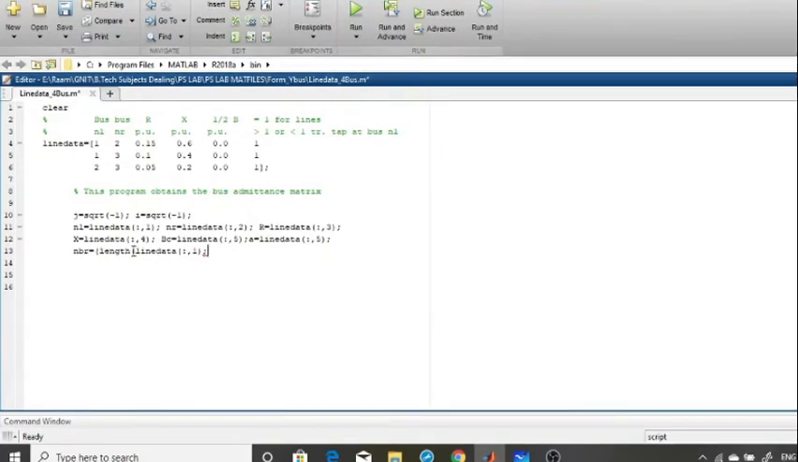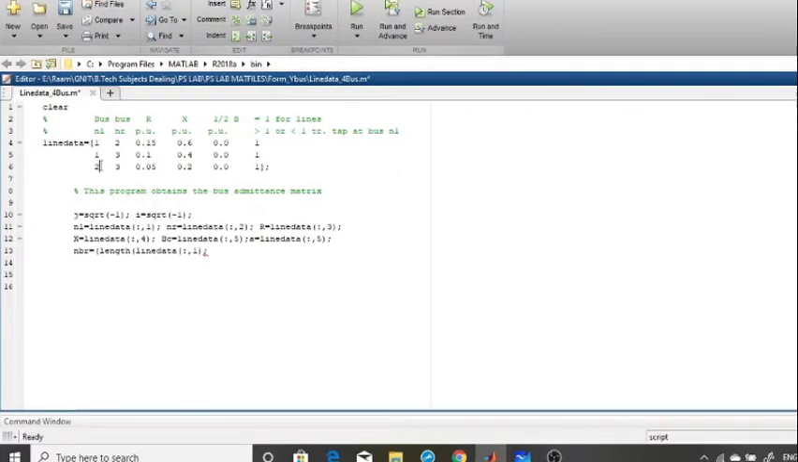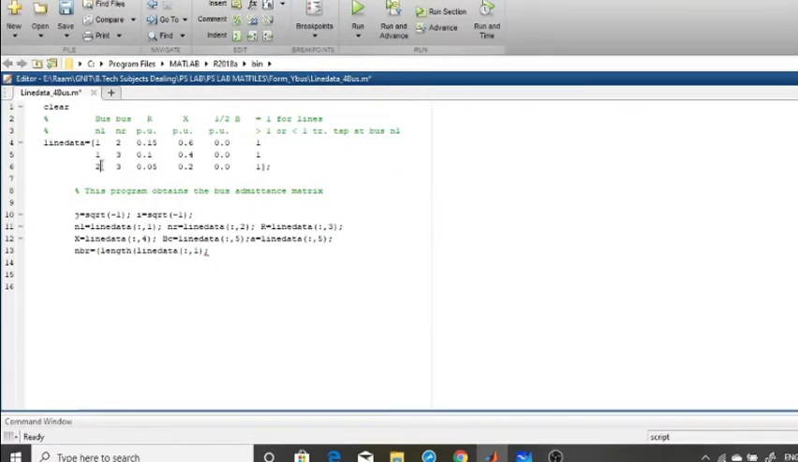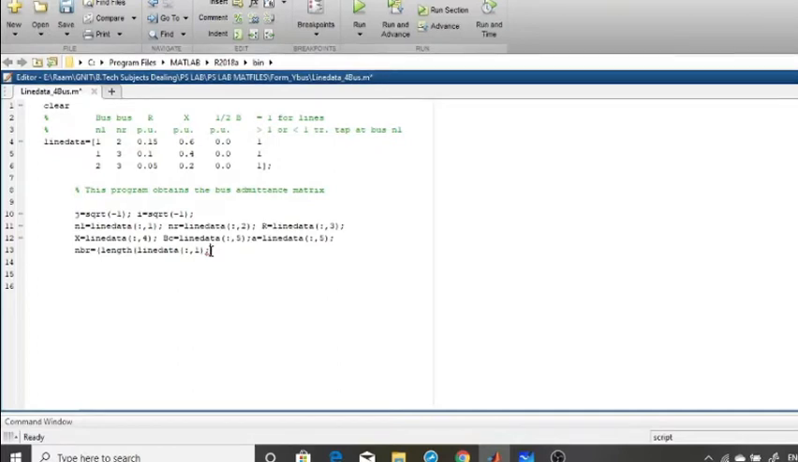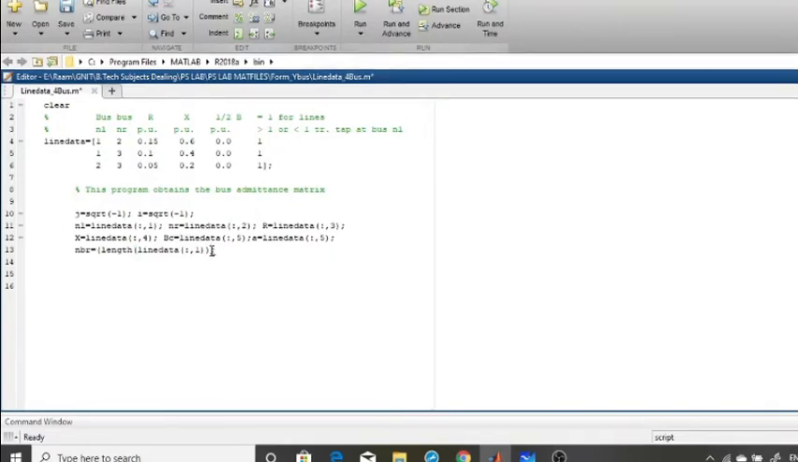See, it is going to calculate the length of the first column. So what is the length? 1, 2, 3. That indicates the power system network has 3 transmission lines. For example, if you have another transmission line, then it is going to count 1, 2, 3, 4. So this is the way we calculate how many transmission lines there are. Okay. So we are missing one bracket. So this is closed. Now it is okay.